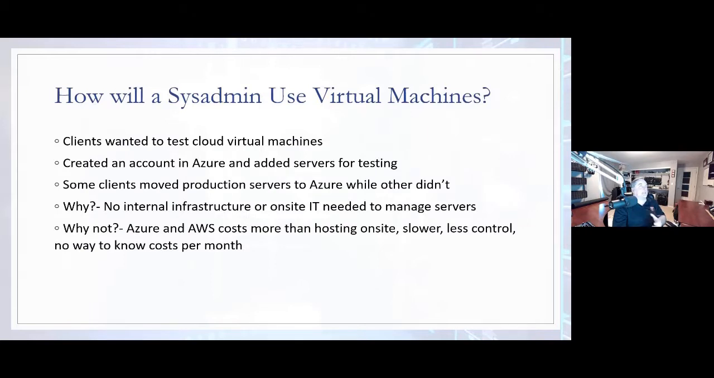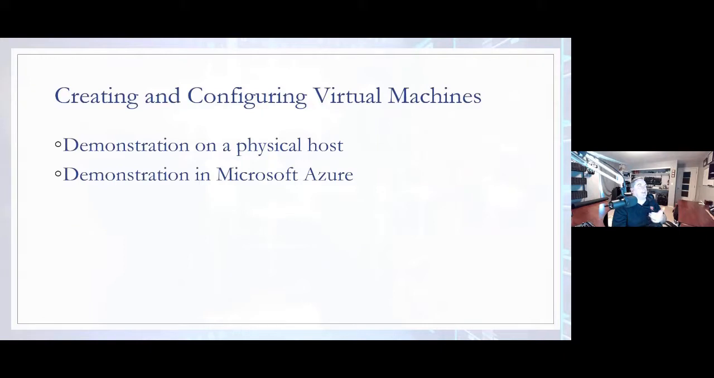So sysadmins are going to use virtual machines in many different ways. Clients want to test the cloud virtual machines, so they created an account in Azure for testing. Some clients move production to Azure while others don't. So why is that happening? Well, it's because no internal infrastructure or on-site IT is needed to manage these servers. Why would you not move to the cloud, say, for virtual machines? Well, that's because Azure and Amazon Web Services cost a lot more than hosting on site, and it's slower and you have less control.